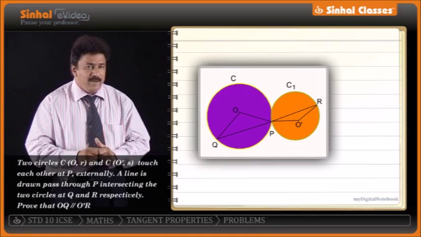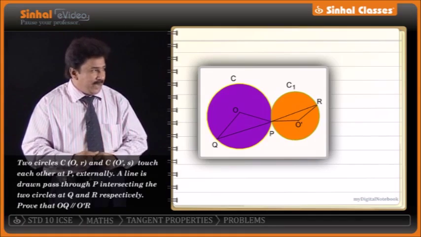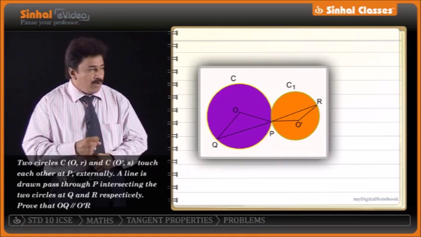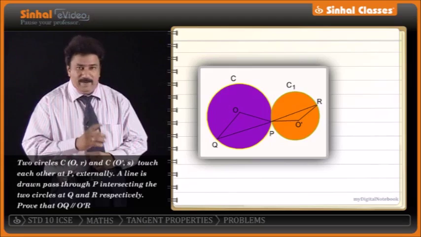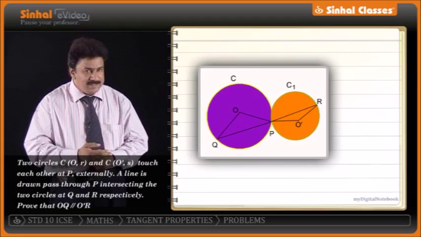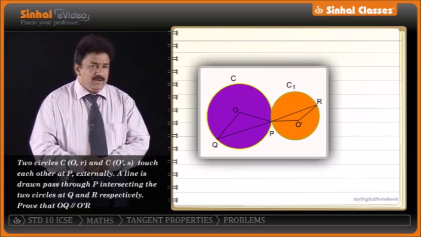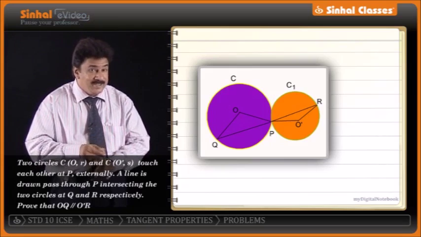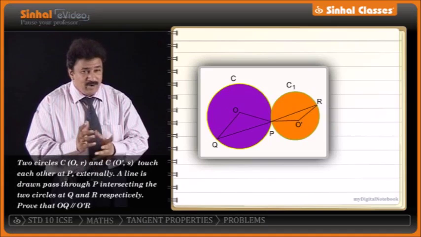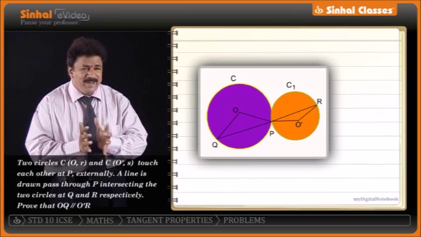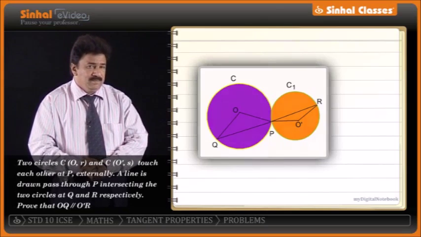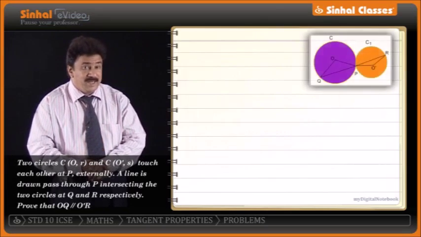By joining this, what happened? We get two triangles. Which two triangles do we get? We get triangle OQP and we get triangle O'RP. Can you see these two triangles? Yes. See, whenever you want to prove the lines are parallel, you take either corresponding angle properties or alternate angle properties or interior angle properties, some properties required to prove that lines are parallel. Let's see what we can do in this sum.